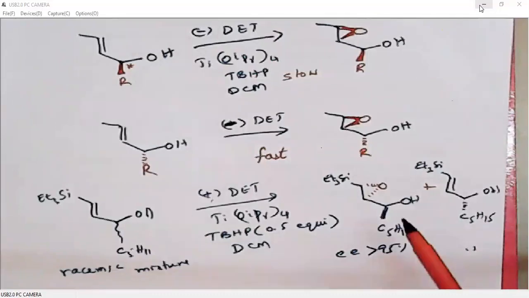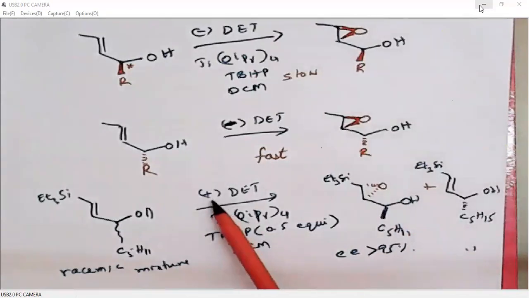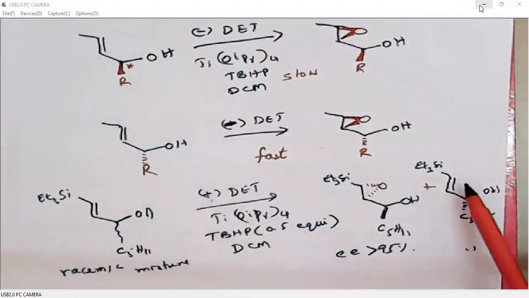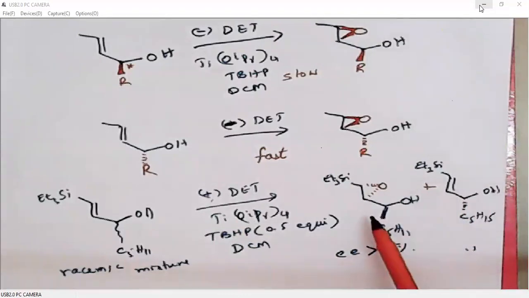If you want the substituent above the plane, the double bond where the substituent is above the plane, we must use minus DET, so that this will undergo epoxidation, this will be intact, so we can purify it and use it for further reactions. If the alcohol is on the left side, the story is reversed.